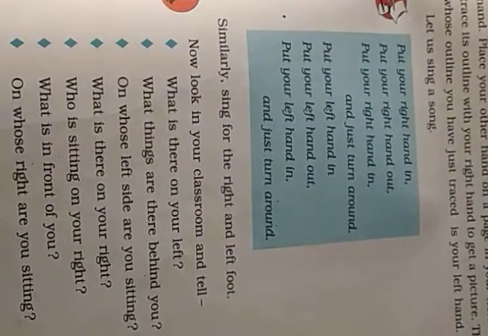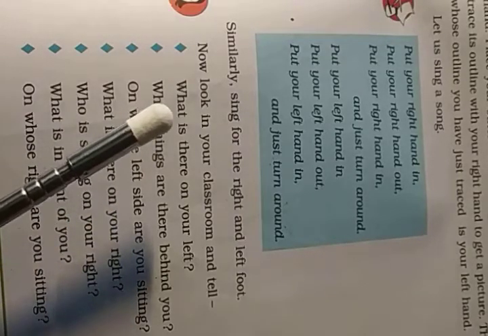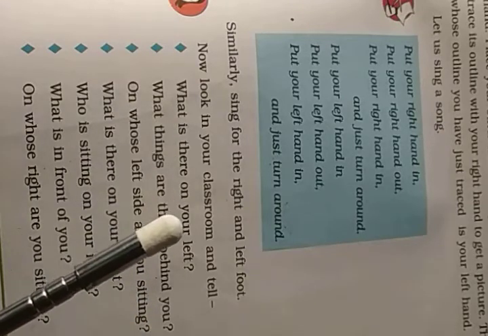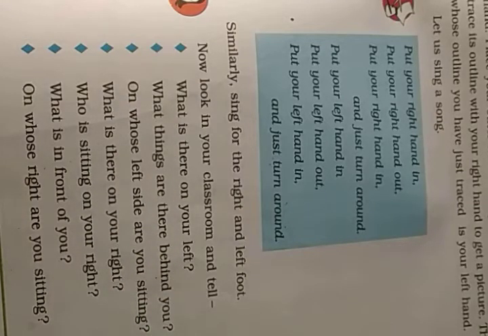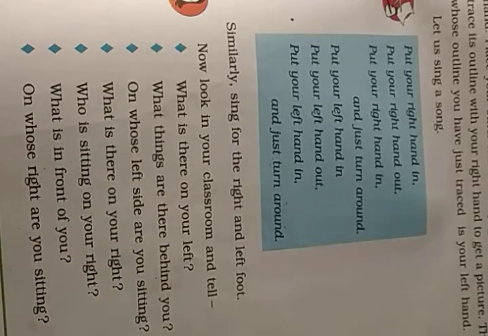On this page, I'm on page 145. Look in your classroom and tell. Now, you are not in your classroom, so you are going to have to look in your room and tell. Let's see. First question says, what is there on your left? I'm going to answer for myself and I'm going to start with on my left there is a desk and a window. You can say for yourself, on my left there is a chair and a table. On my left there are some books.